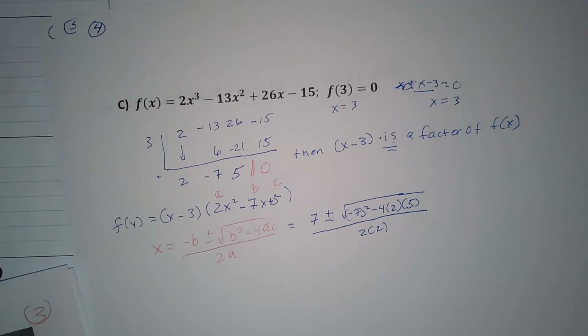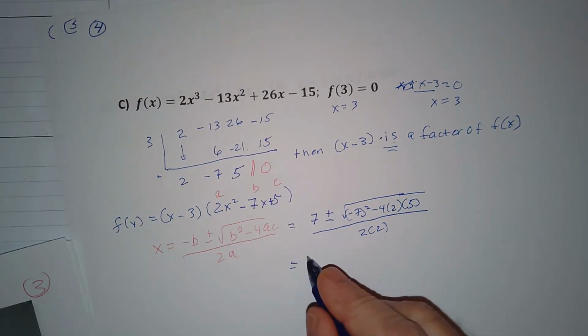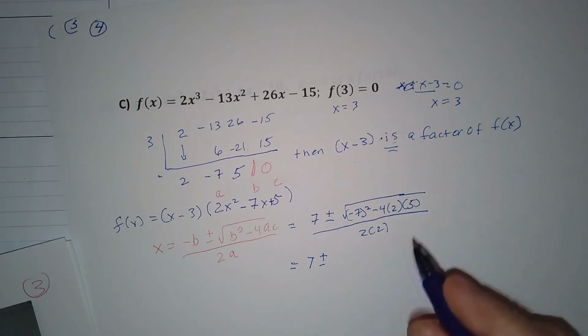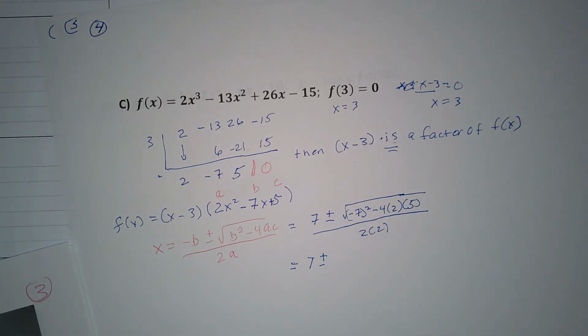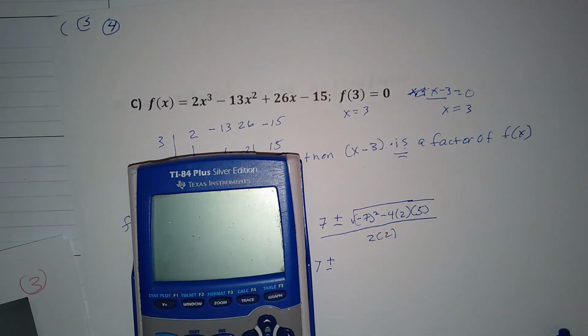Okay, so let's go ahead and simplify. So I've got 7, and then plus or minus. Now, all this stuff that's under here, we could do it with a calculator, and that's just a lot easier. So we're gonna do that. So I've got negative 7 squared. So let's turn this on, clear it, and I'm going to put in parentheses negative 7, and I'm going to square it, minus 4 times 2, close those parentheses.